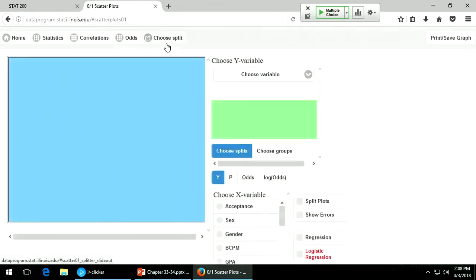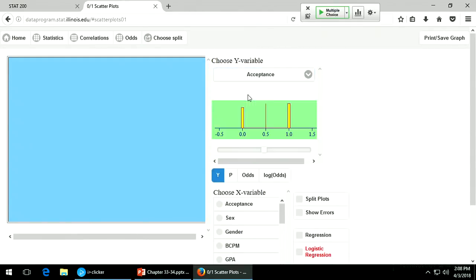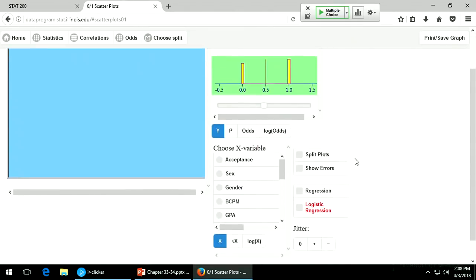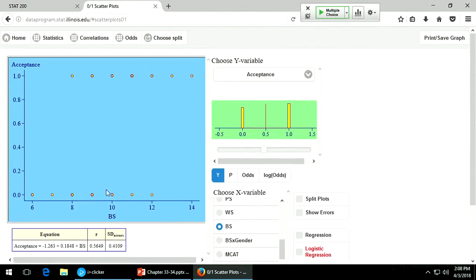And if we go to 0, 1 scatter plots, and we can do this, choose the y variable of acceptance, and this is just a program you can play around with, and biological science score here. Okay, if we do the regression, we get that same line, but if we do a logistic regression, we fit this curve here. This very nice S-shaped curve here, okay? So let's look at this curve and think about why it makes sense.